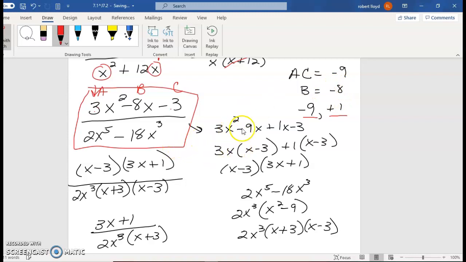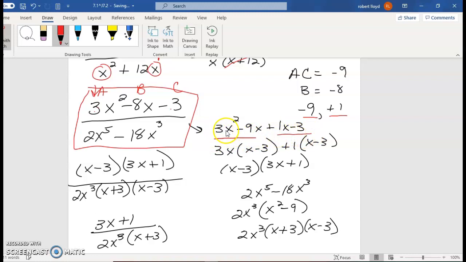Okay, so one of these is going to go with the first term. One of these is going to go with the last term. So the 3 and the 9 we're going to put together because they're multiples of each other. So we're going to have 3x squared minus 9x plus the 1x minus 3. So now we have grouping.